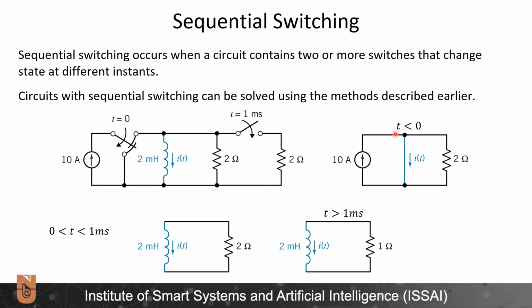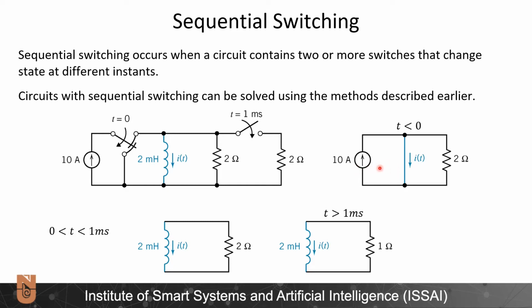Therefore, I will start with creating the equivalent circuit for t less than 0. Here, this 10 ampere current source is directly connected to the inductor, and the inductor has this 2 ohm resistor in parallel. Since this switch is open, this 2 ohm resistor does not have any effect. And we are omitting the drawing of the inductor because the circuit is already in steady state and therefore the inductor acts as a short circuit.